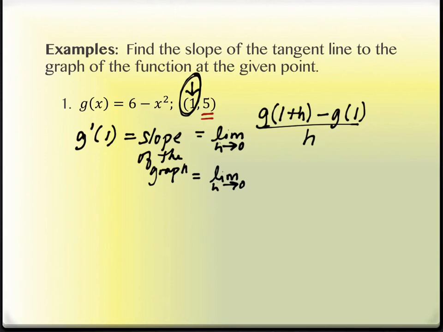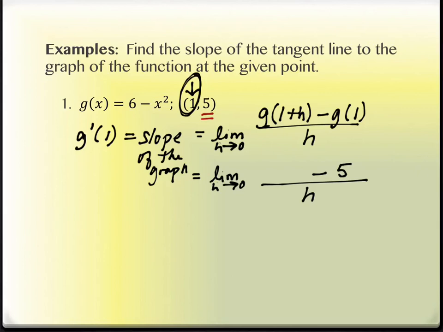h approaches 0. Okay, so I have g of 1 plus h. Actually, I'm going to leave that blank. I'm just going to write down that this is 5 at the end. So minus 5 over the h. Okay, that's the easy part. The ending part's the easy part. The part at the beginning, g of 1 plus h.